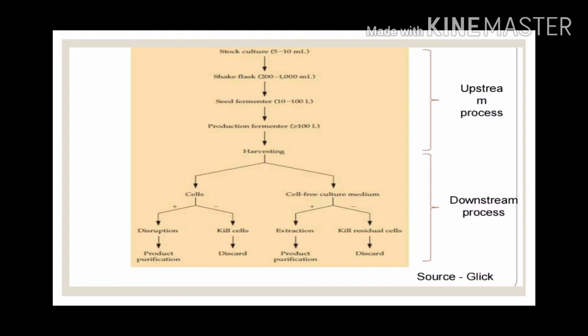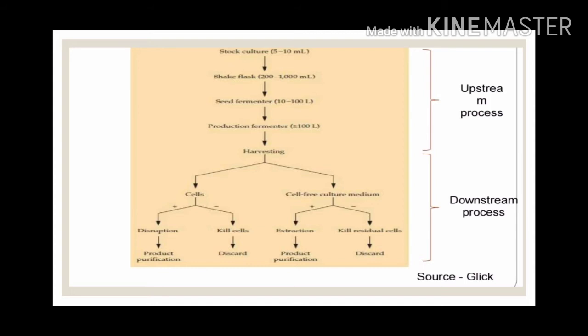the diagram shows, which will give an idea of upstream processes and downstream processes. For the upstream process, we take a stock culture, which ranges from 5 to 10 ml, and then transfer it into a shake flask having a capacity of 200 ml to 1 liter. Then it is transferred to the seed fermenter, which has a capacity of 10 to 100 liters. Then the production fermenter, where production of the product takes place, has a capacity of more than 100 liters.